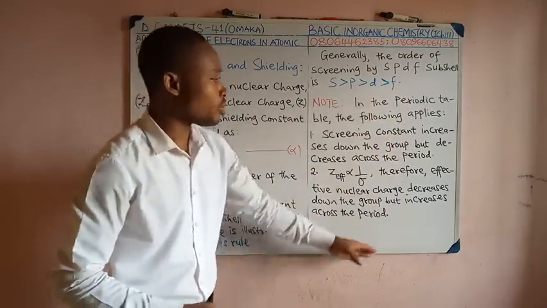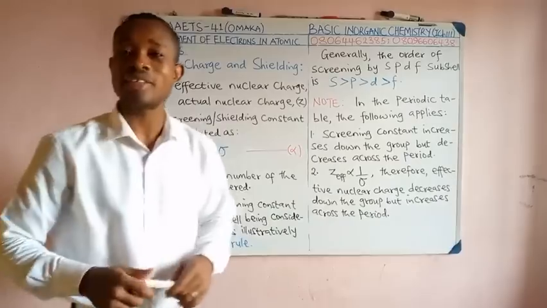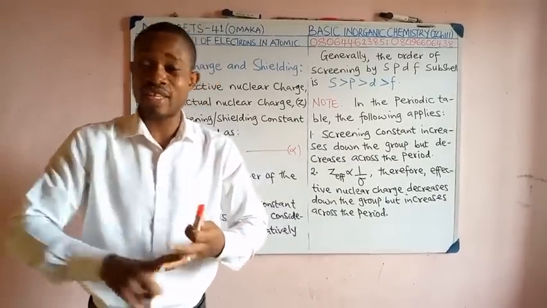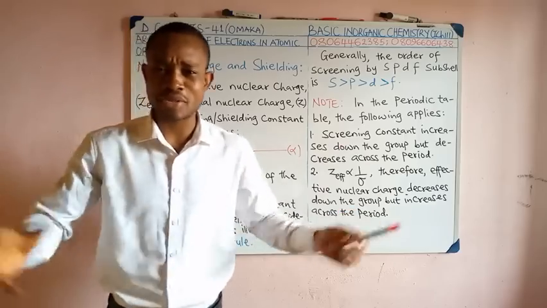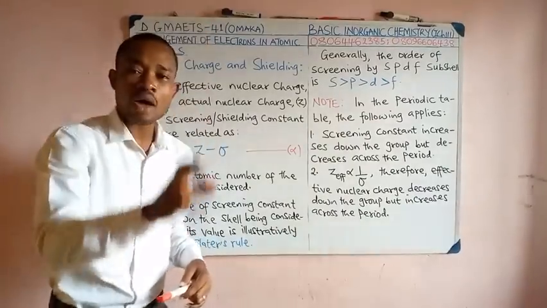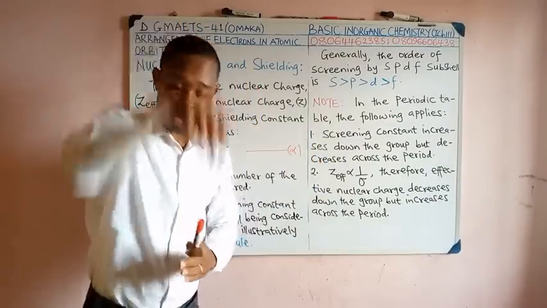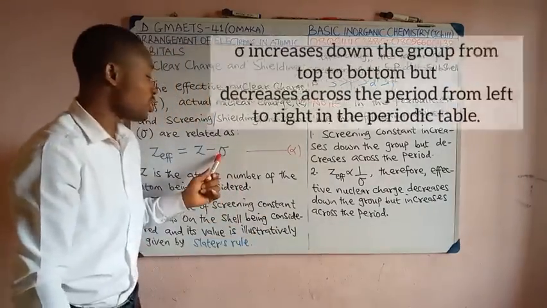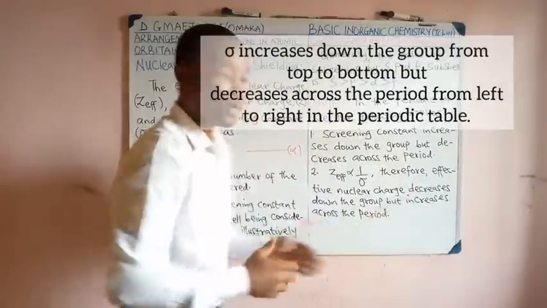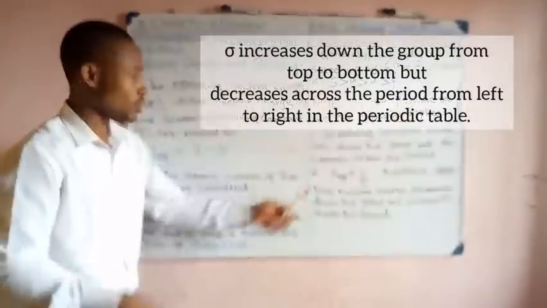When we come to the periodic table, what is the behavior of this screening constant and effective nuclear charge? We'll talk about the trend, just like we know of electronegativity, electropositivity, atomic radius, ionization energy, and the rest of them. So this screening constant, when you're coming down a group in the periodic table from top to bottom, the value of the screening constant increases down the group. But when you're going across the period, from left to right, the screening constant value will decrease. Take note, that's point number one here.